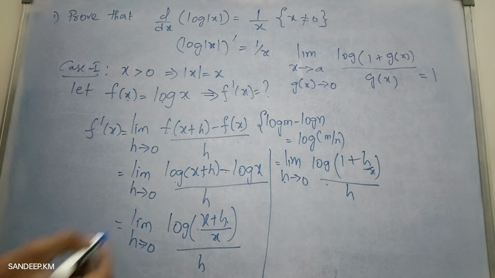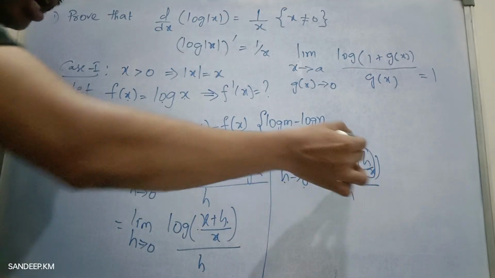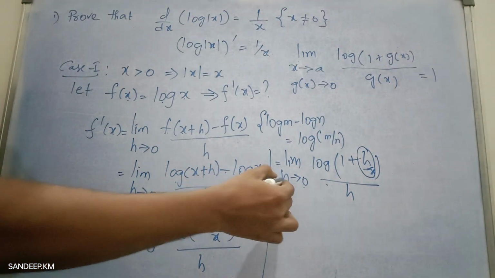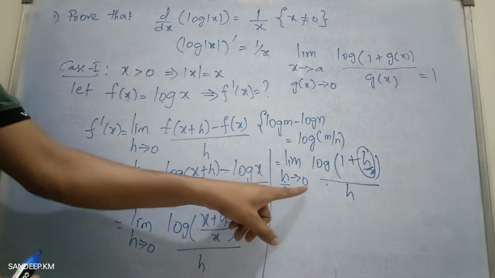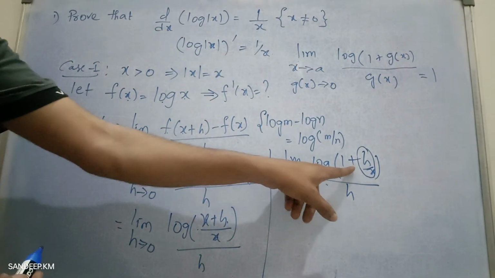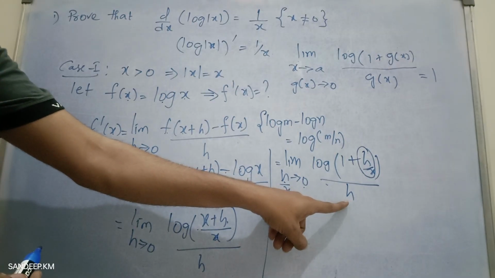See, observe one thing. Who is that g of x here? When h approaches 0, h by x also approaches 0. Correct or not? So h by x also approaches 0. So limit g of x approaches 0, log of 1 plus g of x divided by should be g of x. In divided by also we need g of x.